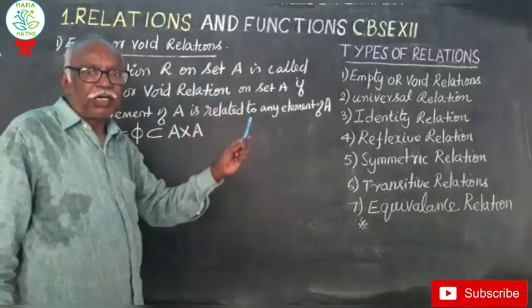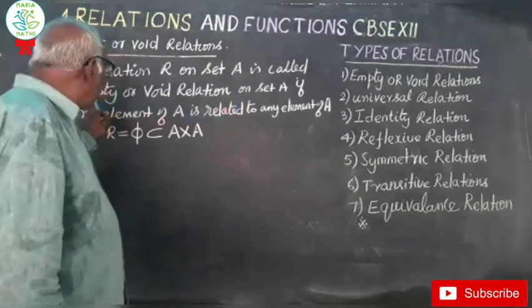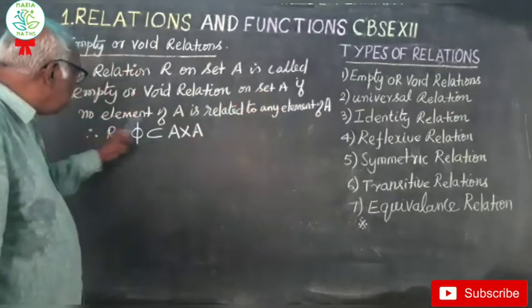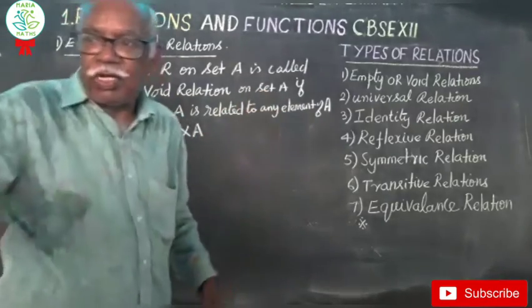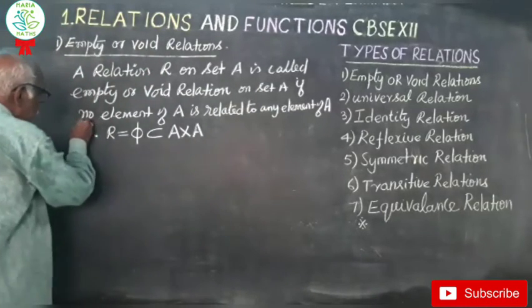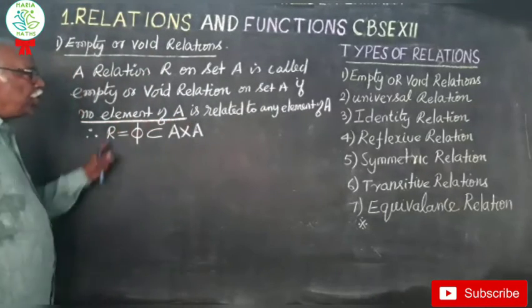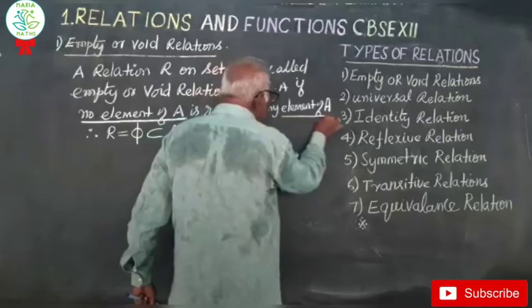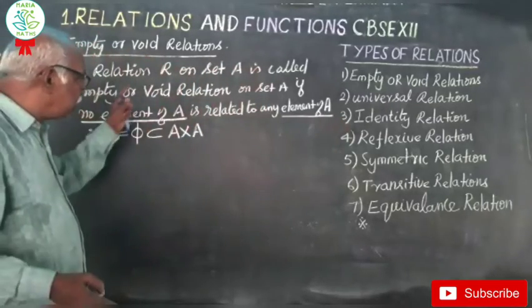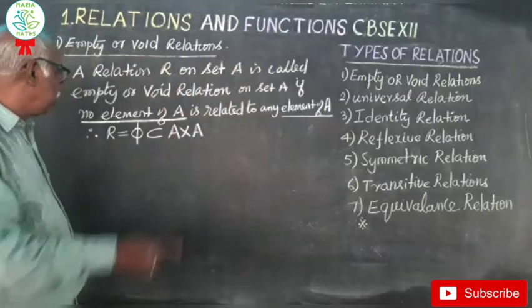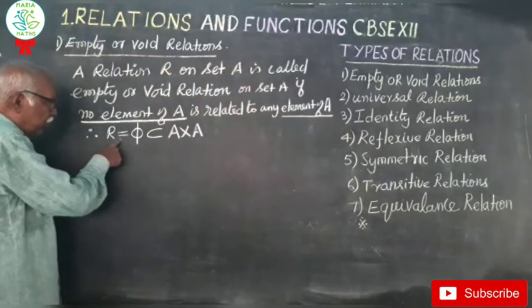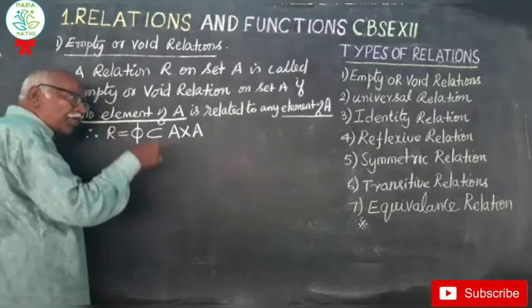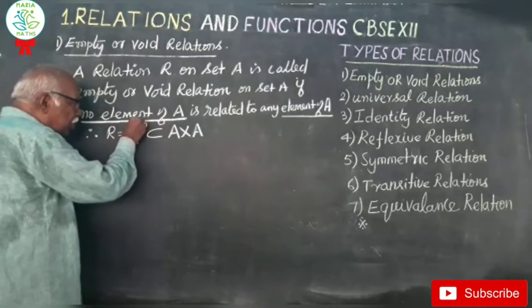A relation R on the set A is called an empty or void relation on set A if no element of A is related to any element of A. Here, therefore, the relation is equal to phi. It is the symbol for the null set. It is also the symbol for the null relation. Null relation is denoted by phi.